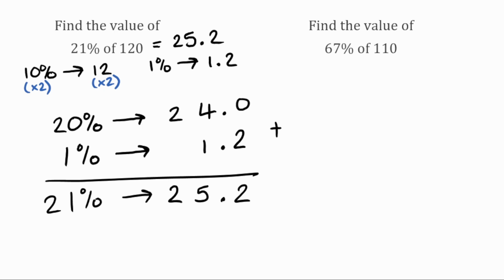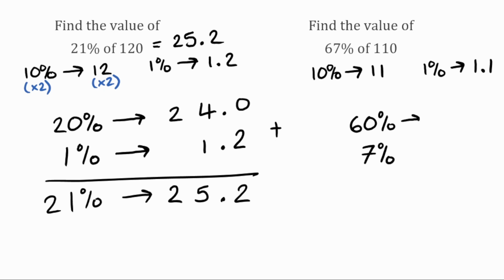Okay, for our next question, we've got 67% of 110. So again, just like before, we're going to find 10% first. So we need to take our 110, divide that by 10, that would give us 11. We're then going to find our 1% by dividing by 10 again. So we've got to do 11 divided by 10, that would give us 1.1. So we're now going to split our 67% up into 60% and then 7%.